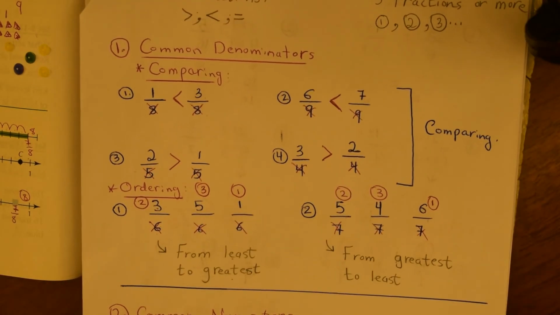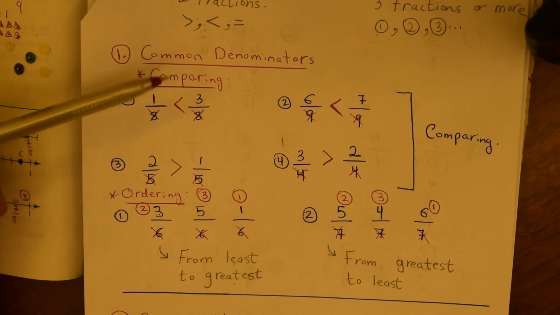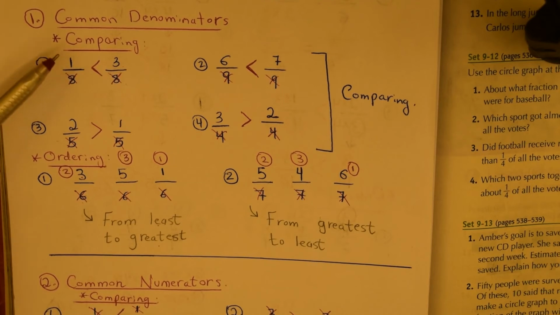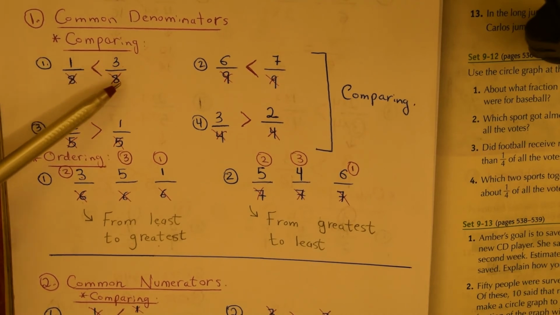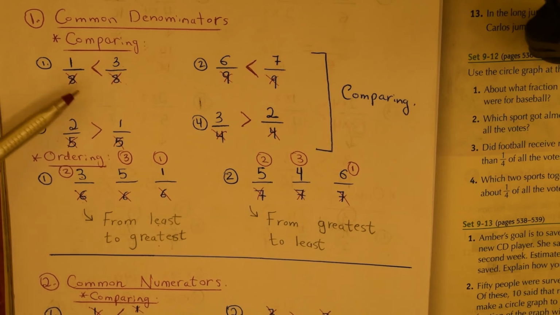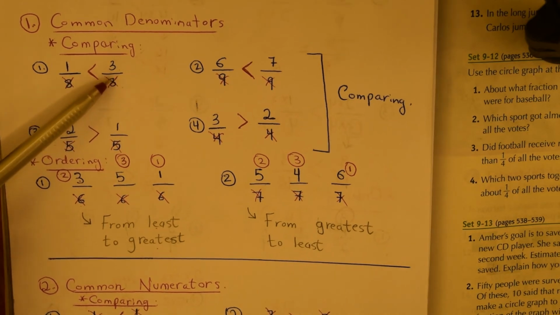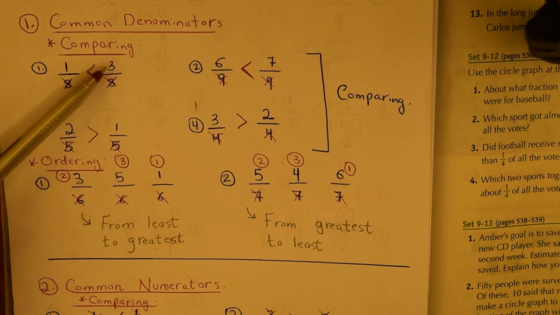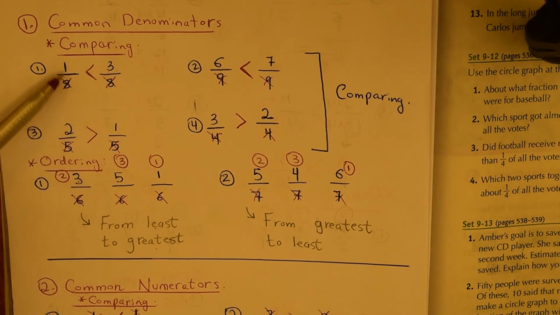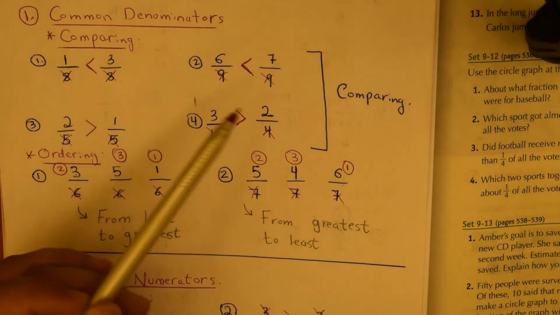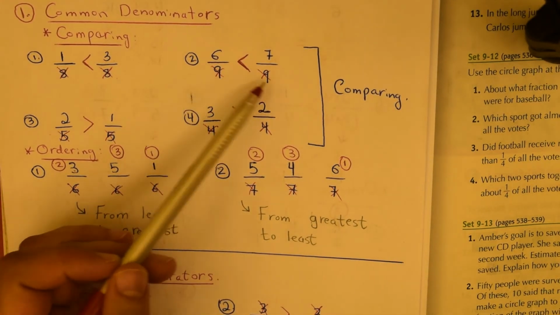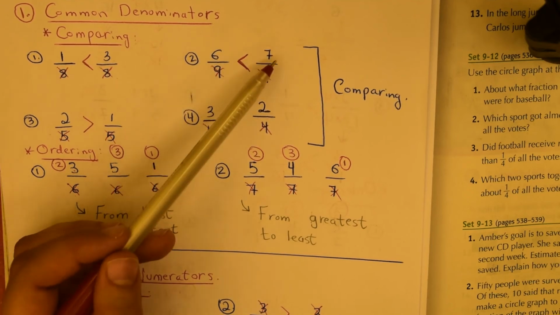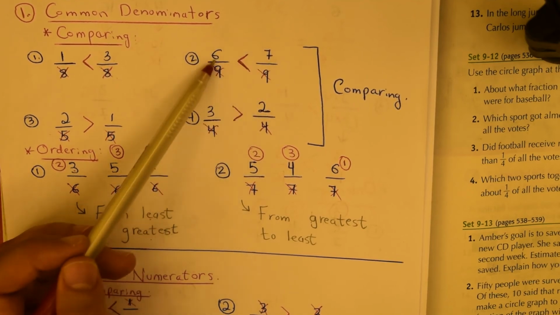Okay, so in the first case, when I have common denominators, for comparing I have 1 over 8 and 3 over 8. I have common denominator 8 and 8. So first step I will cross the 8, then I will see which number is greater, 3 or 1. 3 over 8 is greater than 1 over 8. For number 2 I have common denominators 9 and 9. I will cross the 9s, then I will see which number is greater, 7 or 6. 7 is greater, then this fraction is greater.